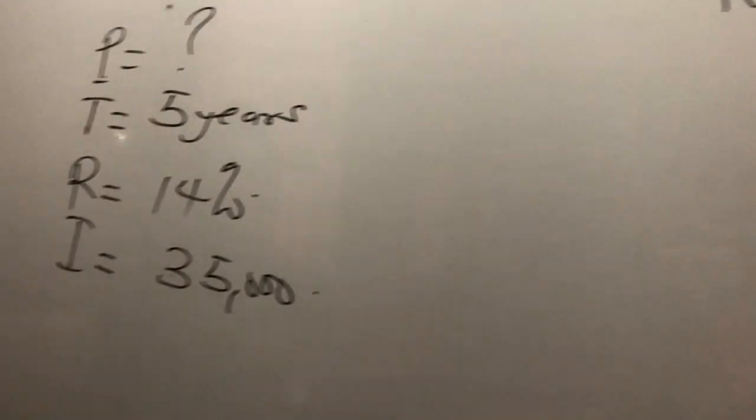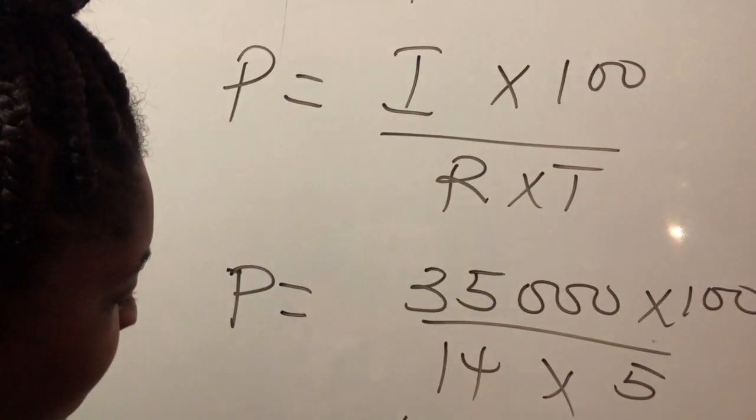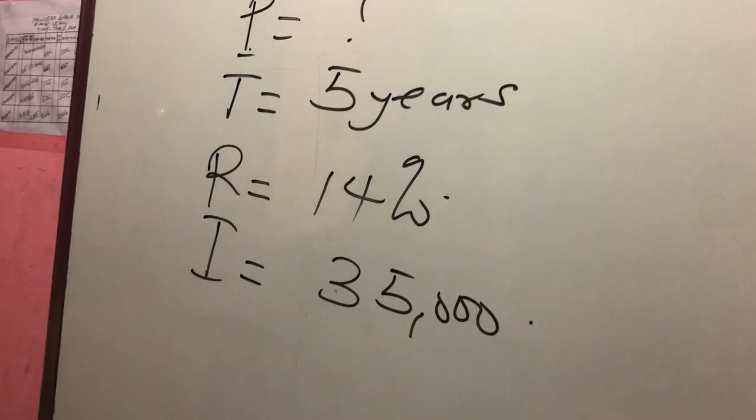Now do you see? 50,000 cedis he borrowed, and the interest he paid is 35,000 cedis. So that means that what? His money he borrowed is more than the interest he's paying.